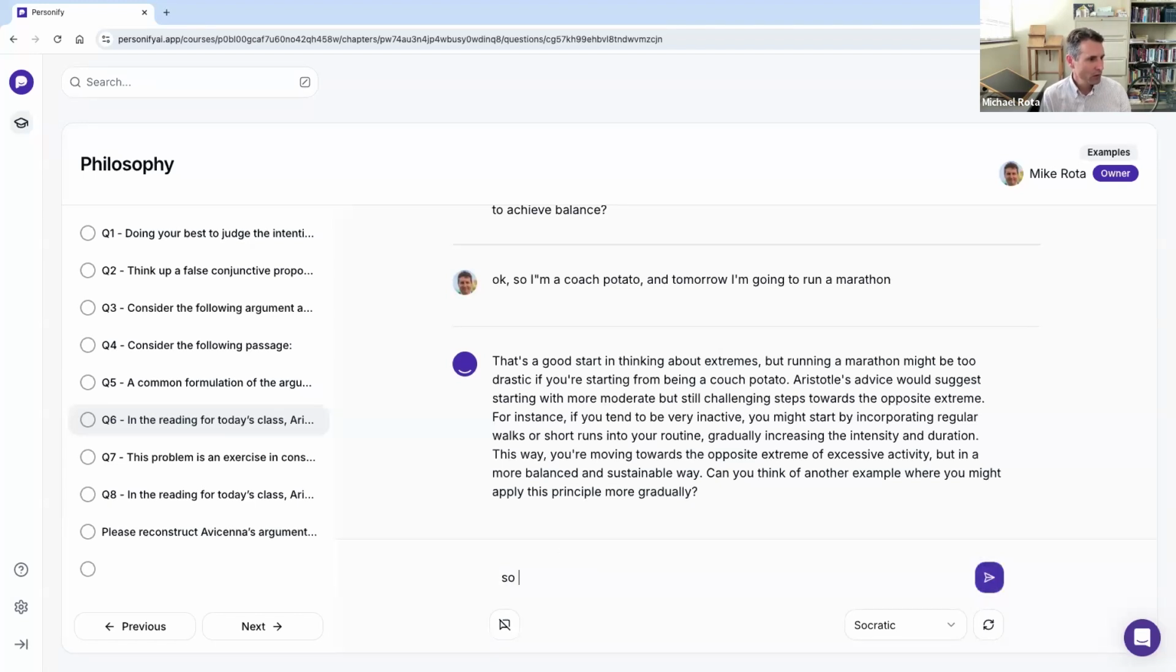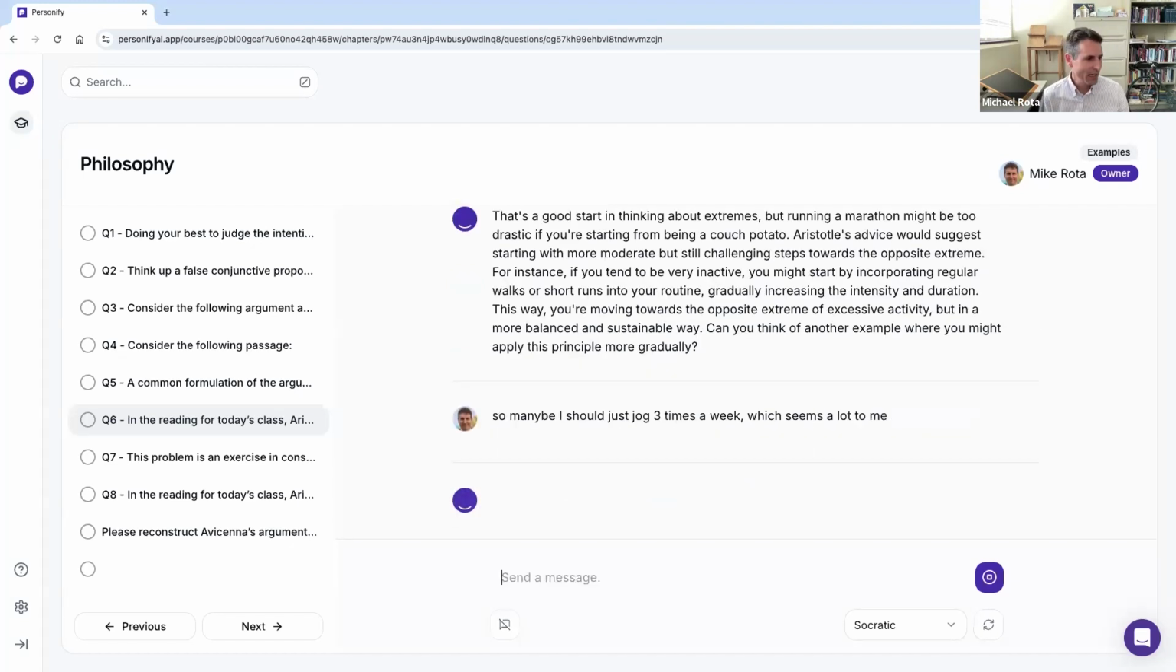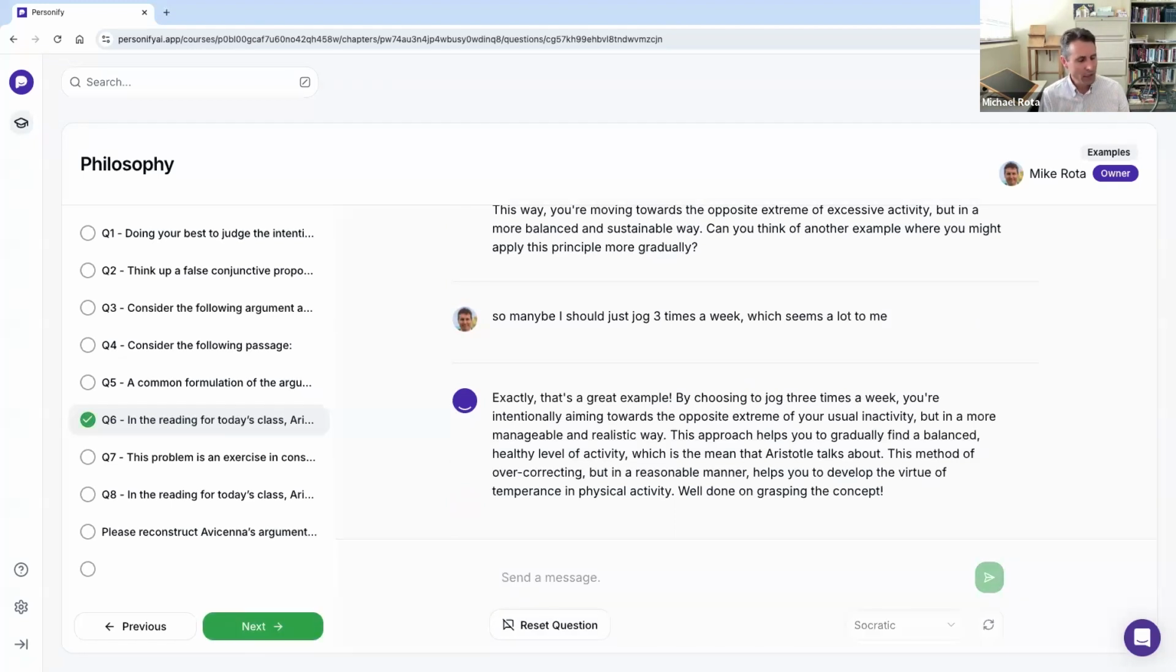Okay, so maybe I should just jog 3 times a week, which seems a lot to me now, but it's less extreme. And I think that should be good enough to say, good job, I got the green check mark. Here's why I'm excited about this.